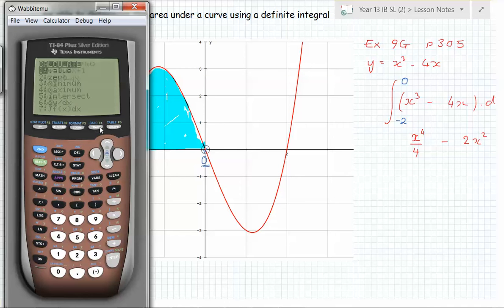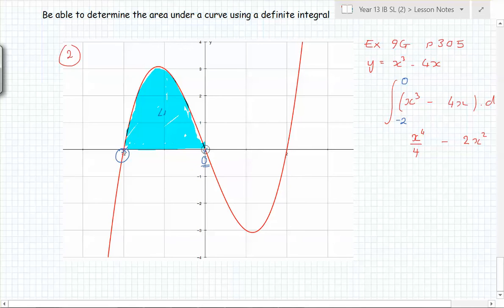So second and calculate, and down here number 7 is the integral of the function with respect to x. Press enter. Now there's a flashing cursor there. Lower limit. Ask for it. Now you just type it in. So I'm going to put negative 2 as my lower limit. Press enter. My upper limit is 0. Press enter, and it will tell me that my answer is 4. Right? So the area is 4.